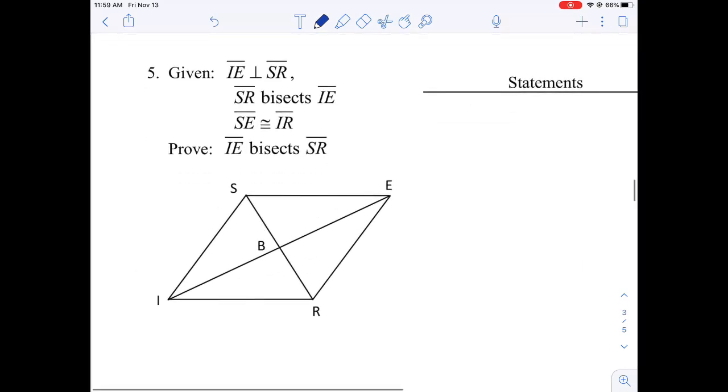Okay, so this one involves bisecting. I thought it was a little more challenging, so probably worth doing together or on the video. So I'm given these are perpendicular, and so that implies that I have a bunch of right angles. Right there are right angles. And then I have SE congruent to IR. And what else do I have? I have SR cuts in half IE, so I'm going to be able to say these triple ticks are congruent to each other. And so let's see, do I see right triangles that I can get? Here's a right triangle down below, this tiny one, and here's a right triangle up above that I can get congruent.